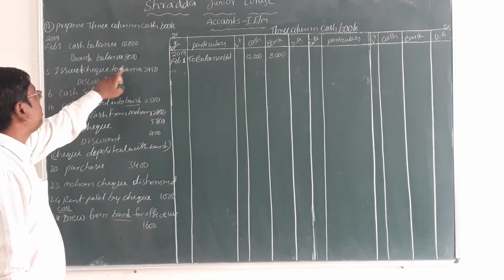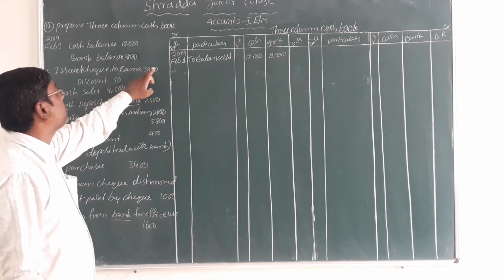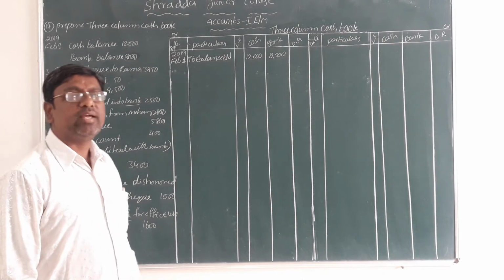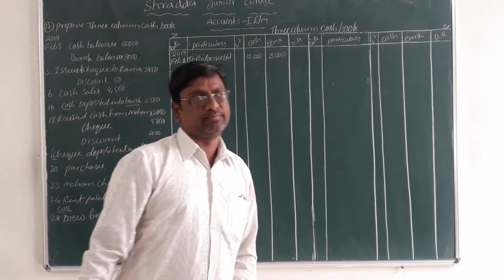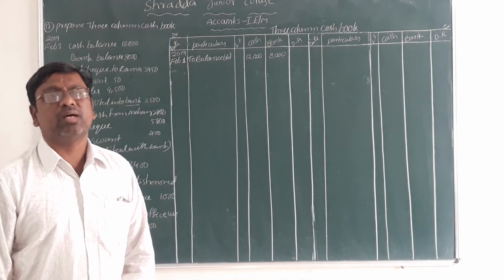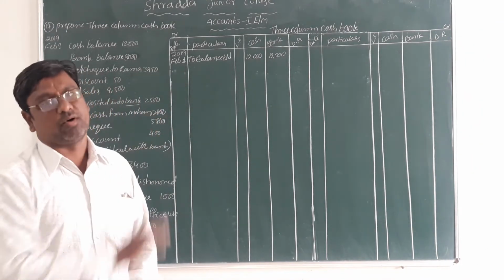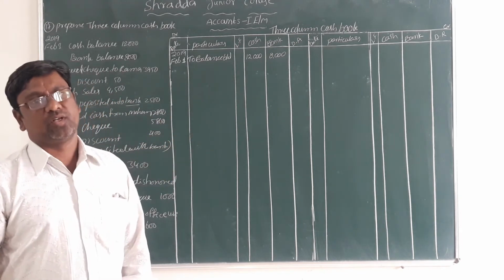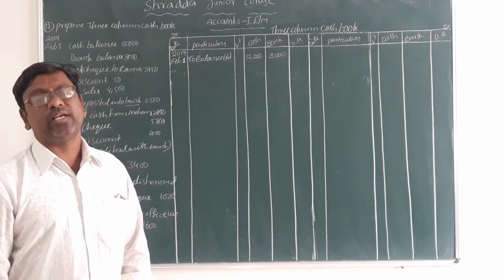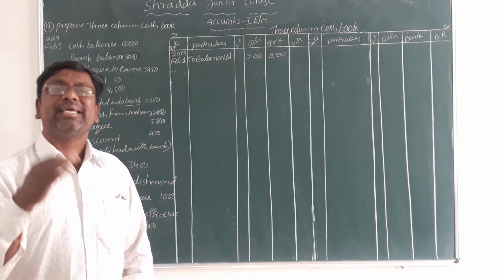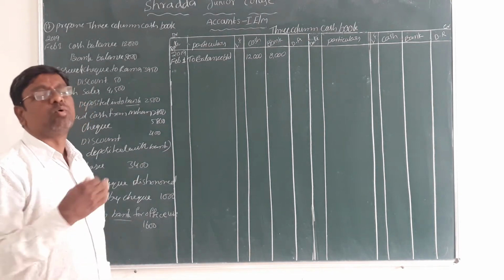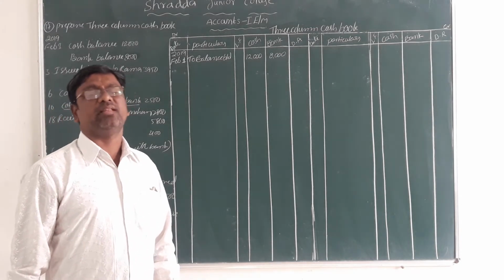Issued cheque to Rama 3,950, discount 50 rupees. What are we doing here? Issuing the cheque. This time what goes out of the business? The cheque goes out. Who is the giver here? The bank is giving the cheque. So who is paying the cash? The bank pays the cash. So overall the cheque goes out, so the bank is giving the amount.